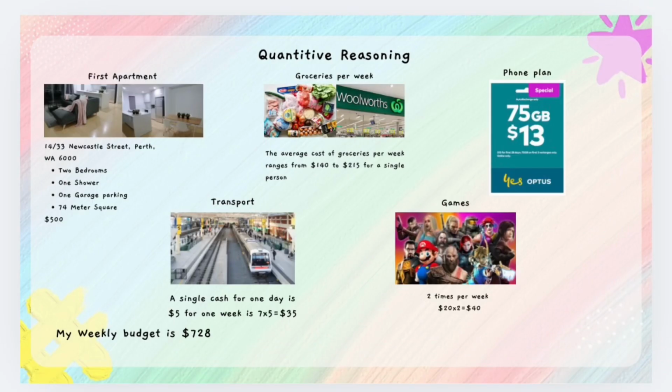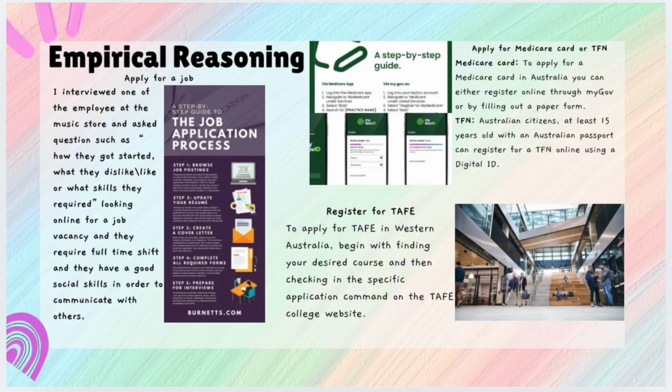Quantitative reasoning. The first apartment will actually look something like this. Groceries per week. The average cost of groceries per week ranges from $140 to $215 for a single person. A phone plan will look something like this. Transport, a single cash for one day is $5, for 1 week. Games, 2 times per week. My weekly budget is $728.